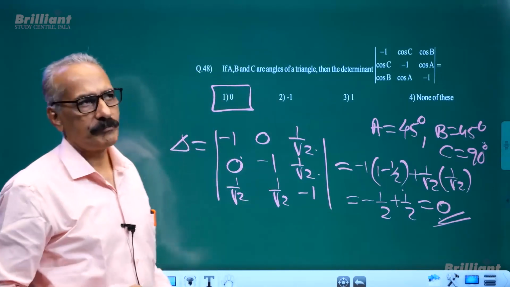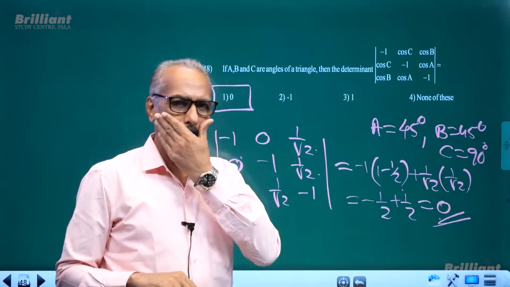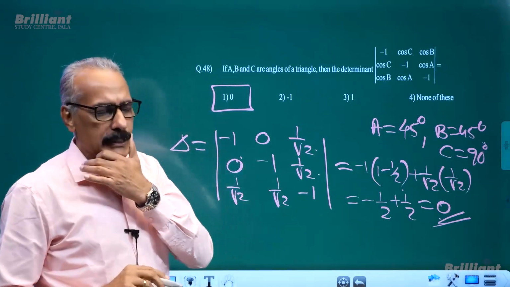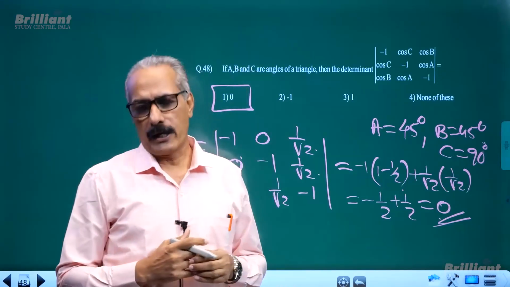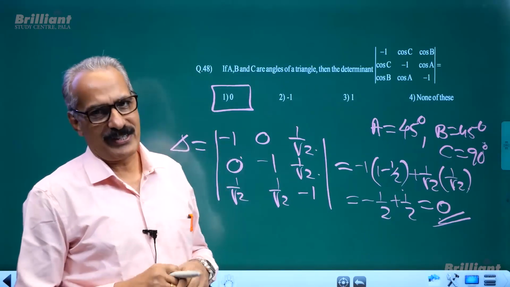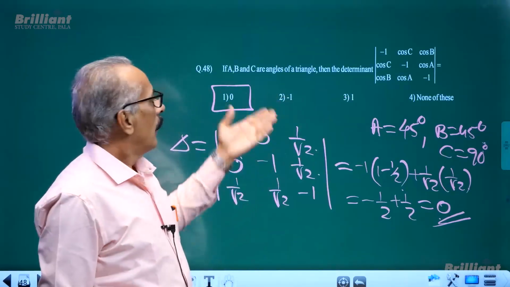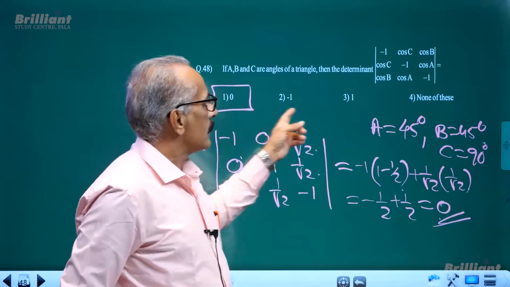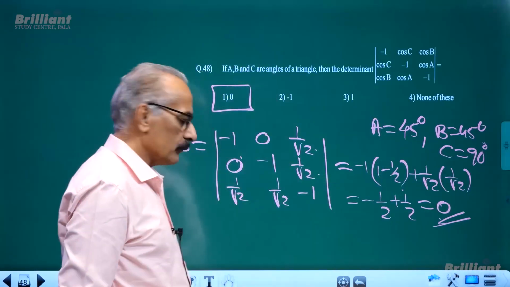Always remember this. You can also solve by applying this one, the conditional identities: cos 2A plus cos 2B plus cos 2C is equal to minus 1 minus 4 cos A cos B cos C. Why do you want to do so? It's a triangle. You can take angles, but the answer is independent of A, B, C. Then why don't you put certain good values?